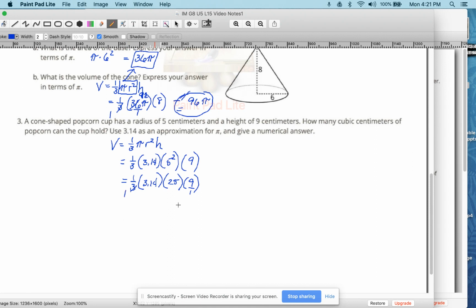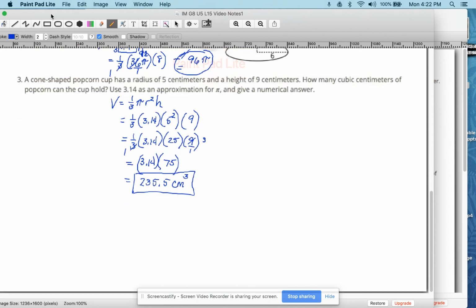3 goes into itself once. 3 goes into 9 3 times. So I have 1/1, so that cancels out. I have 3.14 times 25 times 3. 25 times 3 is 75. This is where I get my calculator out. And when I get my calculator out, I'm going to get 235.5. And that is cubic centimeters. So that popcorn cone can hold 235.5 cubic centimeters of popcorn.